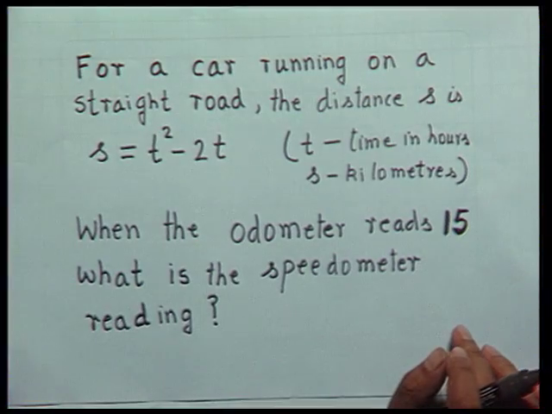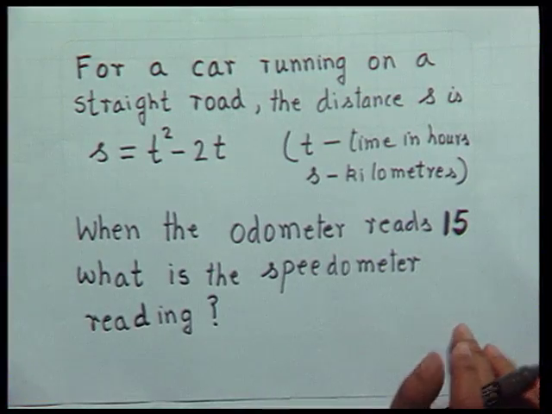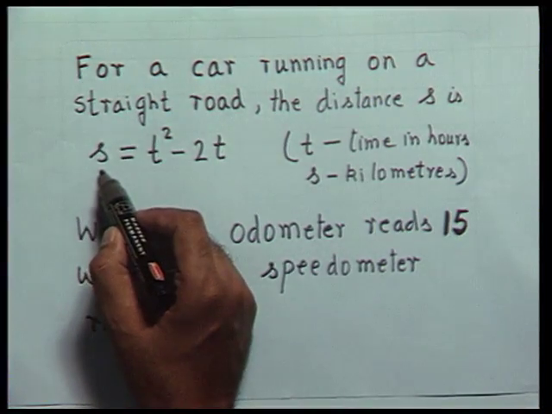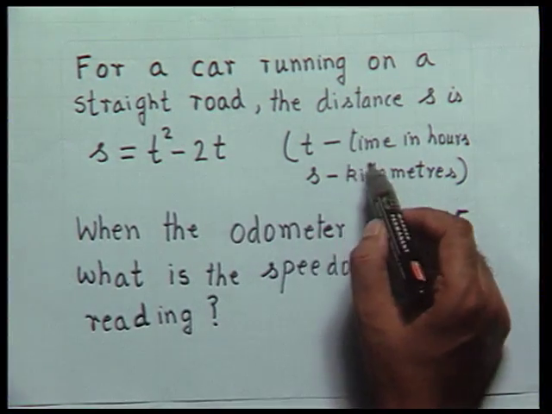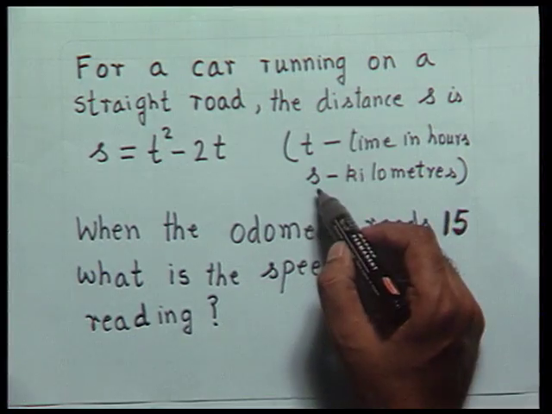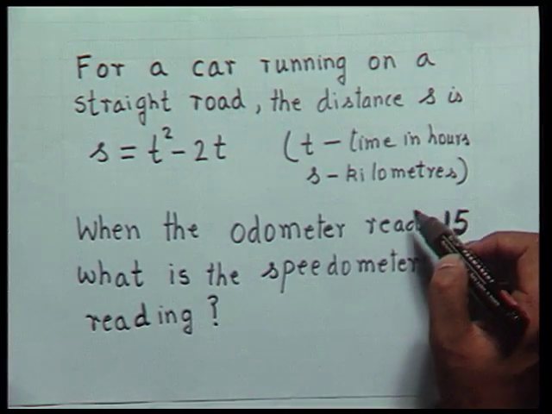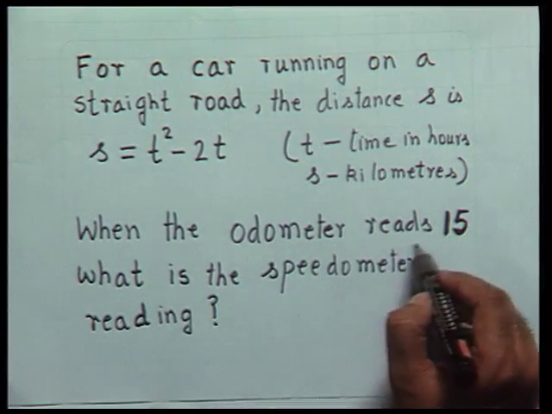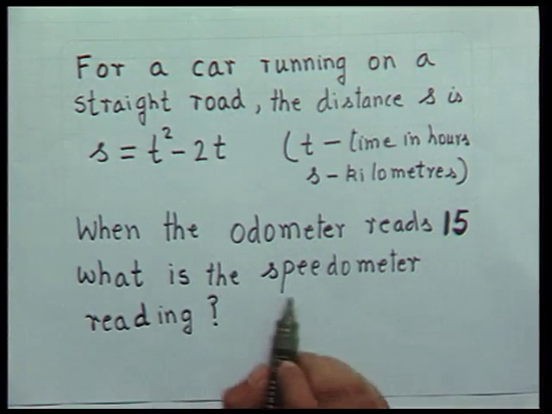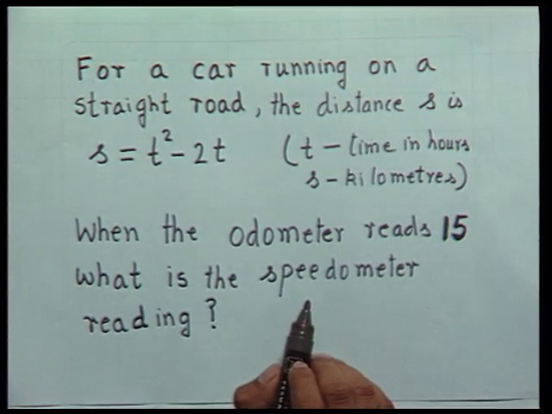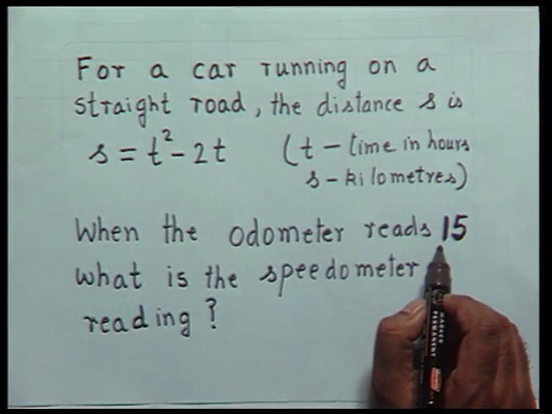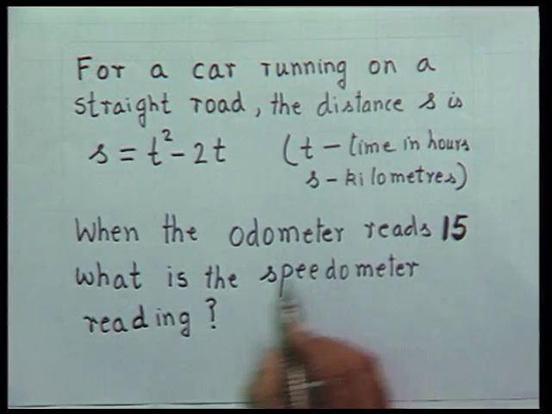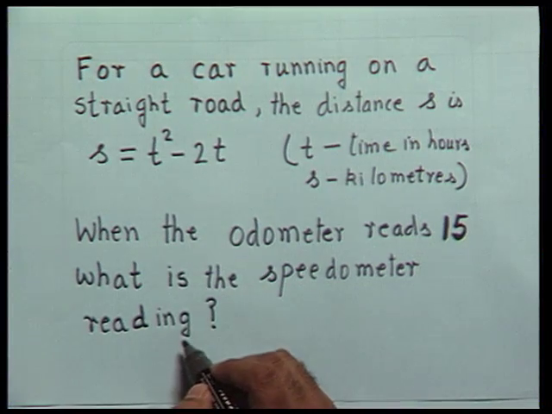For a car running on a straight road, the distance s is given by the expression s equal to t square minus twice t, where t is the time in hours and s is the distance in kilometers. When the odometer reads 15, what is the speedometer reading? In other words, when the car has traveled a distance of 15 kilometers, what is the velocity of the car? That is the problem for you.